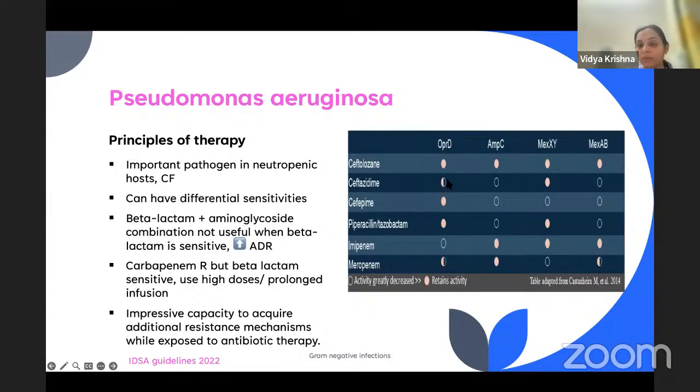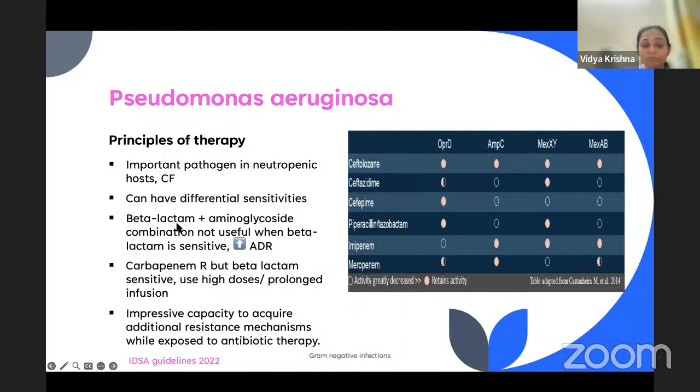So these are the various ways. It can sometimes be sensitive to pip-taz, but resistant to imipenem and meropenem. It can be otherwise. It can be resistant to pip-taz, but sensitive to imipenem and meropenem. Or it can be even sensitive to ceftazidime, but resistant to meropenem. So it can show these kind of funny sensitivities. But if your lab is good, then you can be guided by those sensitivities. Okay? You can usually guess the resistance mechanisms.